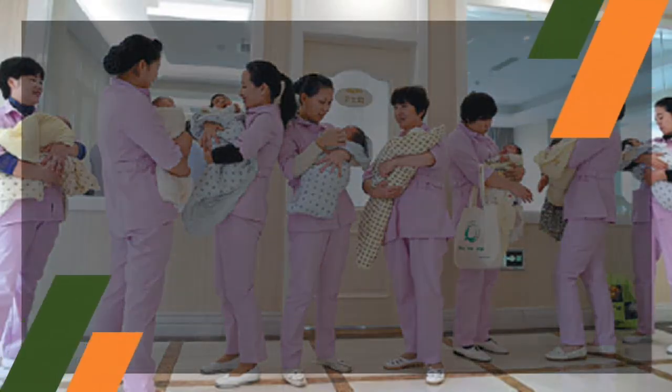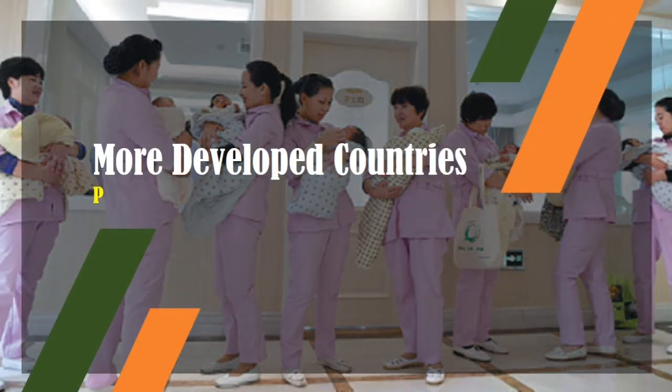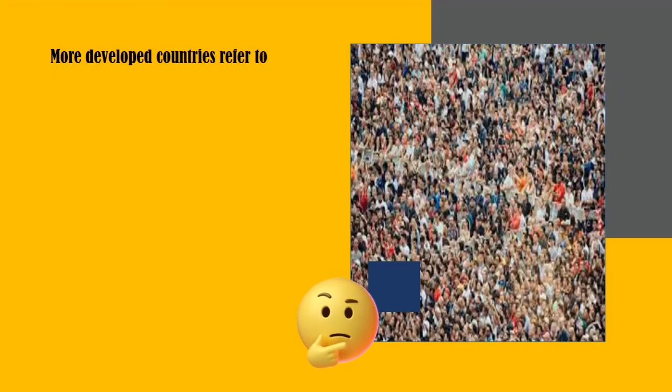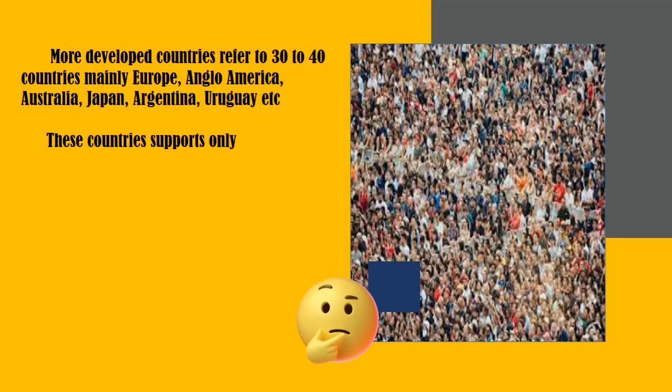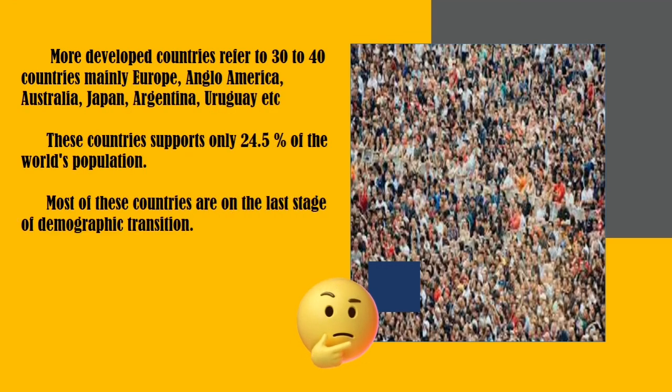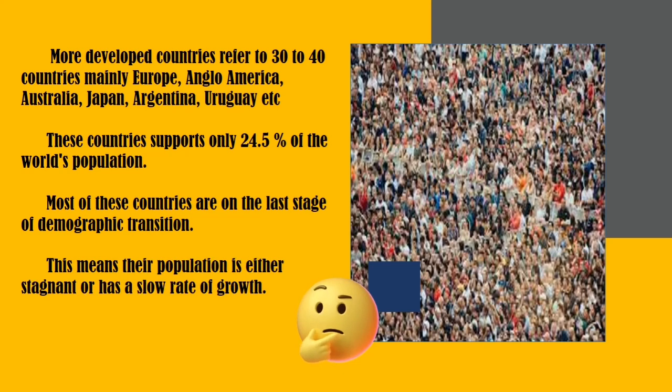Now let's move on to the more developed countries' problems and policies. More developed countries refer to 30 to 40 countries, mainly Europe, Anglo-America, Australia, Japan, Argentina, Uruguay, etc. These countries are believed to support only 24.5% of the world's population. And most of these countries are in the last stage of demographic transition.